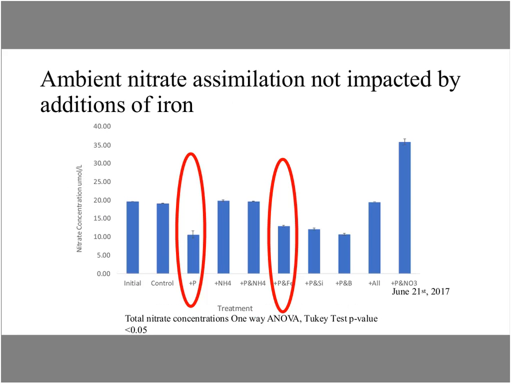Here, we are looking at nitrate concentration compared to all our different treatments. And here, it's important to look at these bars, the phosphorus and then the phosphorus and iron. Because the phosphorus and iron bar is not less than the phosphorus-only bar, we can conclude that the ambient nitrate assimilation was not impacted by adding iron. So when we added iron, the algae weren't able to take up more than with phosphorus alone. If they were, this bar would be lower than this bar.